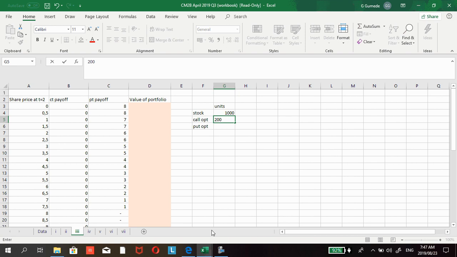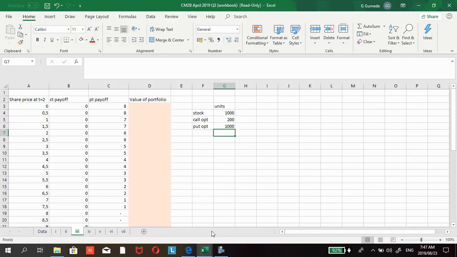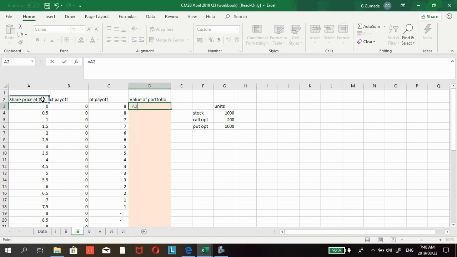We've got 200, and under the call option we have got 1,000. Okay. So the put option we have got 1,000. Okay, so what will be my value? So my value will be made up of shares, the payoff, so at time 2 at maturity. Okay, so the payoff of the call option and the payoff of the put option. So what am I going to have?